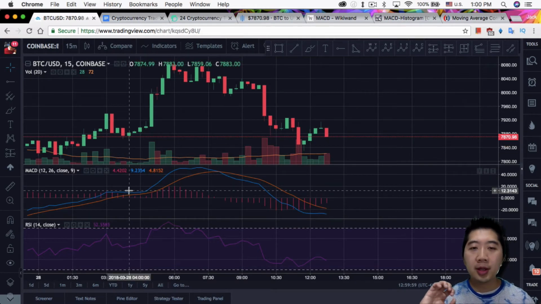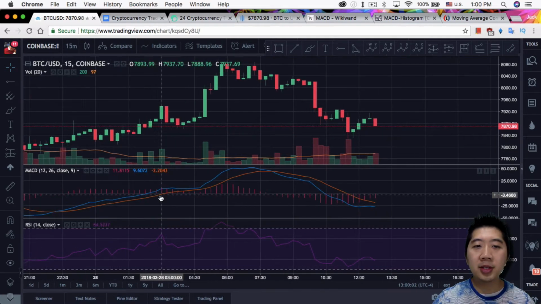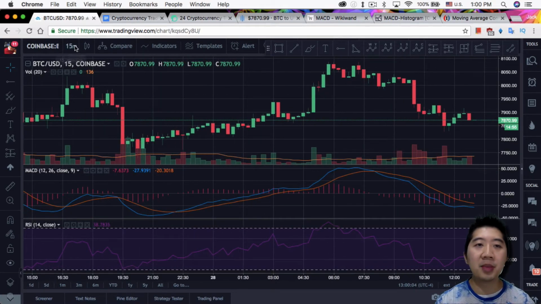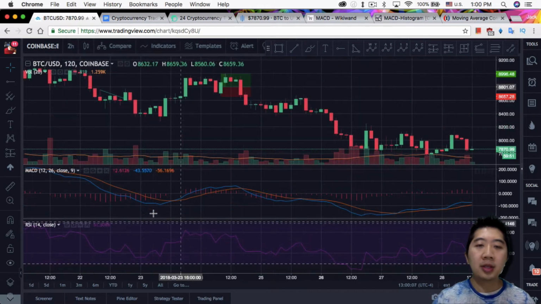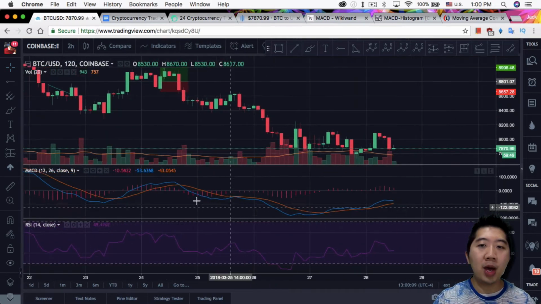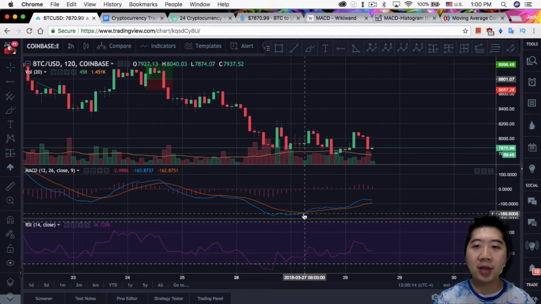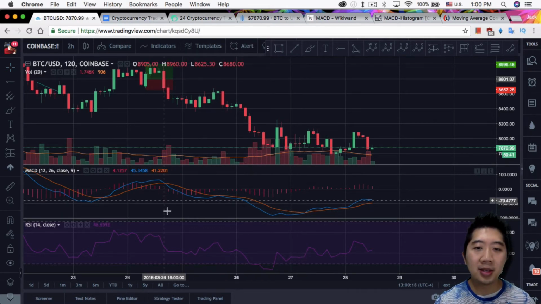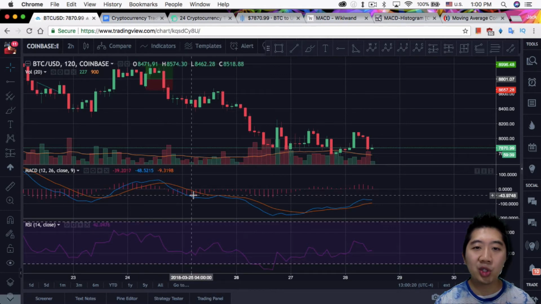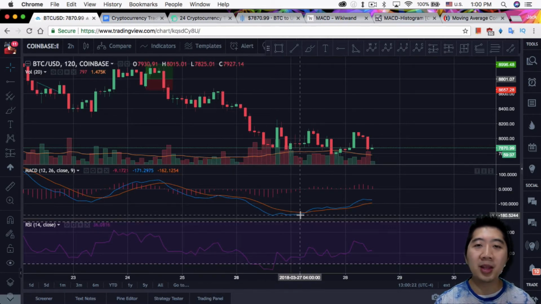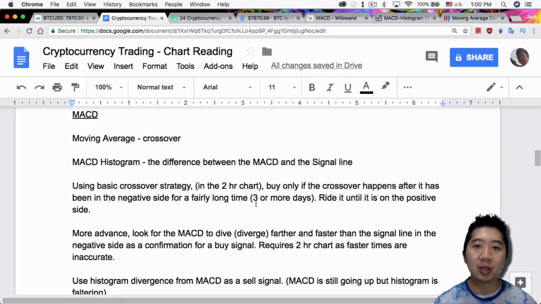Essentially, to look for a buy signal, you want to see it, and obviously I'm on the 15 minutes, I'm going to switch it to the 2-hour chart. So you want to see it go down quite a bit, like this, and then when it crosses over, then you can consider buying into it. So this would be a buy signal right now, because let's say it's been 2 days. He probably wants around 3 days actually, I think. So 3 days or more.